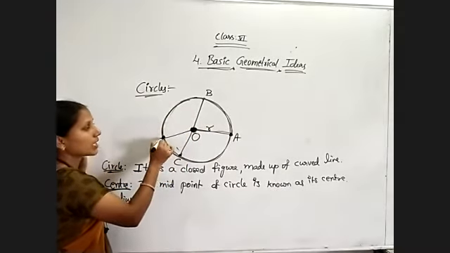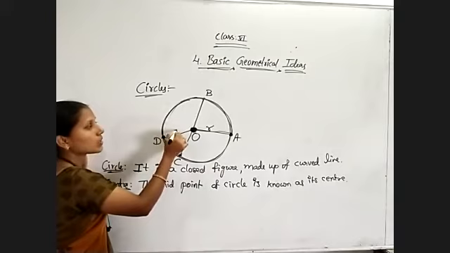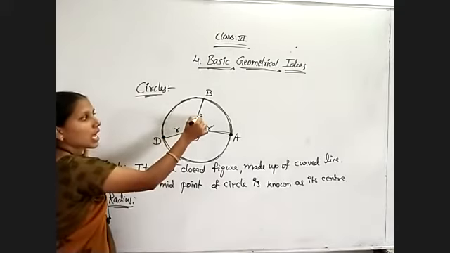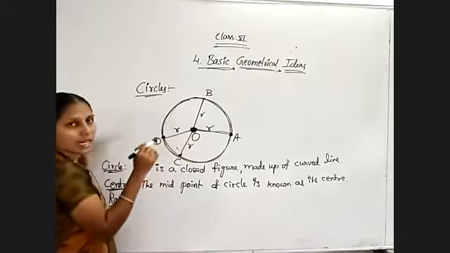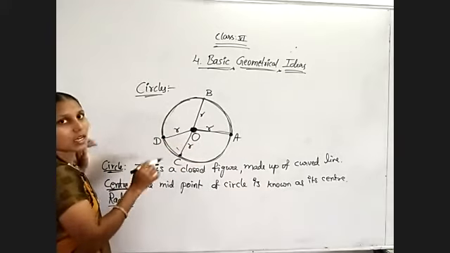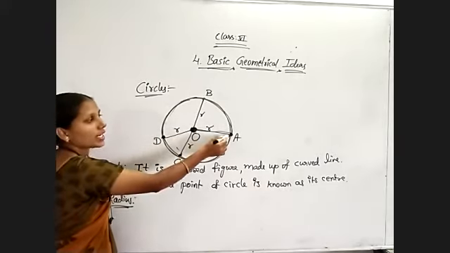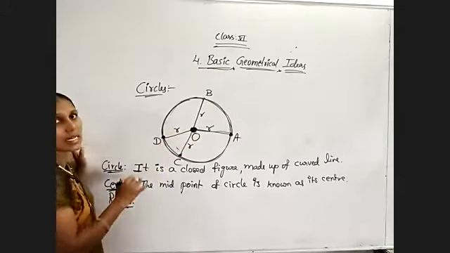Suppose here I am using another point D. OD is also equal to r only. OB is r. OC is also r. At any point, the distance is fixed. So the fixed distance from the center to any point on the circle is known as its radius.